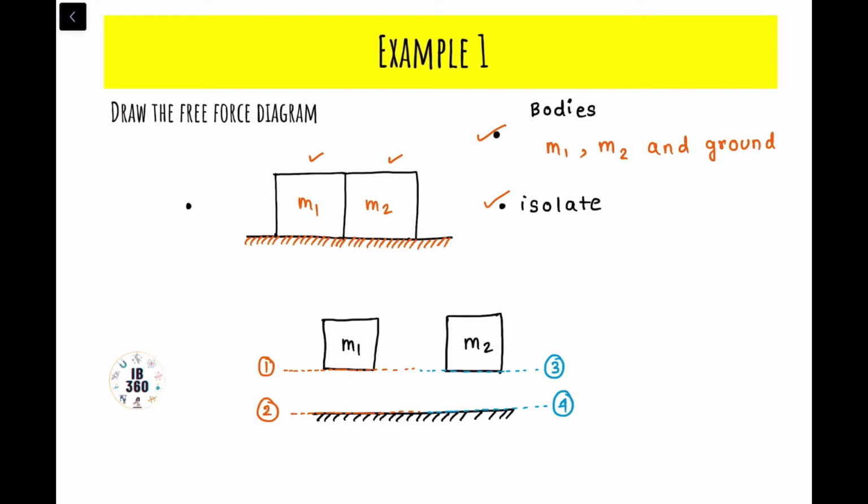Similarly, I can also tell that the two blocks, M1 and M2, are in contact with each other, because they are standing next to each other. So the rightmost surface of M1 is in contact with the leftmost surface of M2. I can write that surface 5 and surface 6 are also in contact.